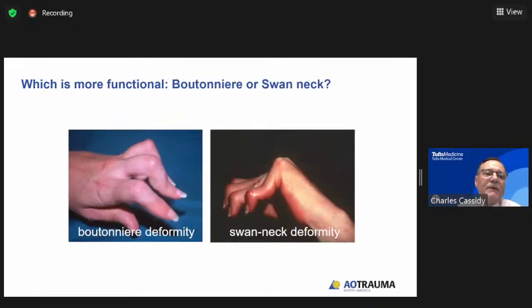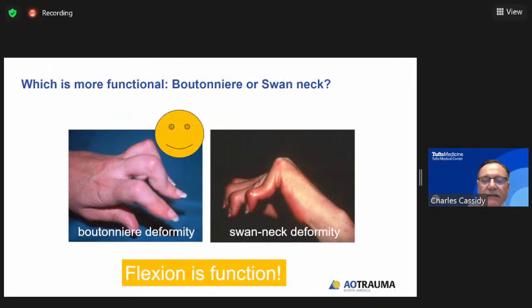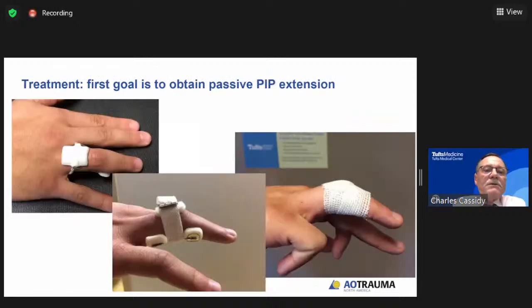First, it's important to remember which is more functional, Boutonniere or swan neck. Clearly, a Boutonniere. Flexion is function, but patients really hate the appearance, especially when they have a lot of DIP hyperextension. But flexion is function, and so we don't want to sacrifice flexion in attempting to treat this. So the first goal is to obtain passive PIP extension. As Jay mentioned, we want to try and reduce the number of problems that need to be addressed surgically. And I think it's a mistake to try and correct everything at once. They often end up disasters.